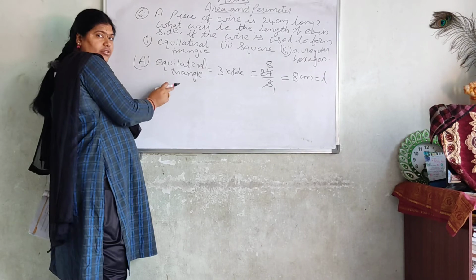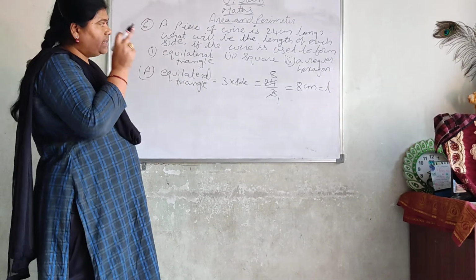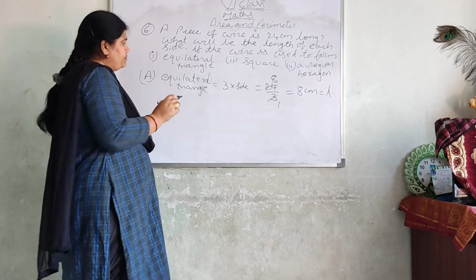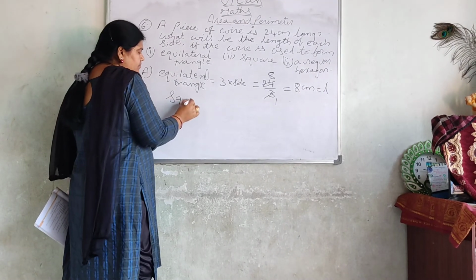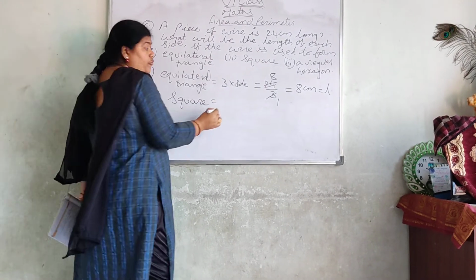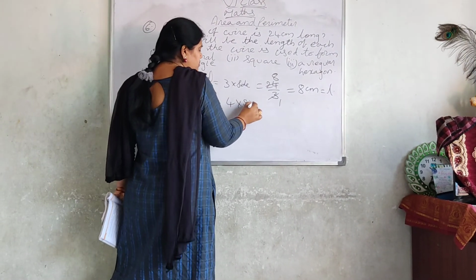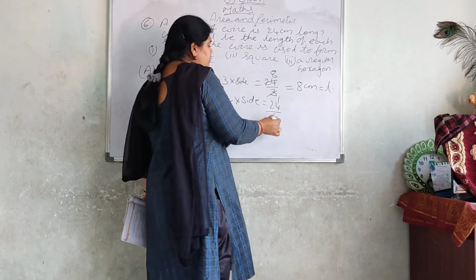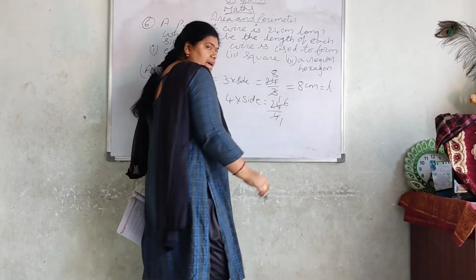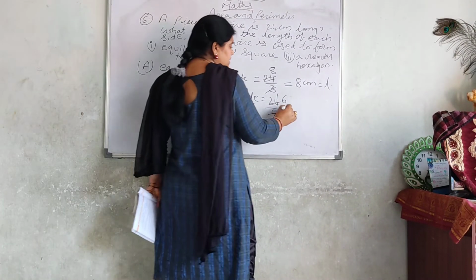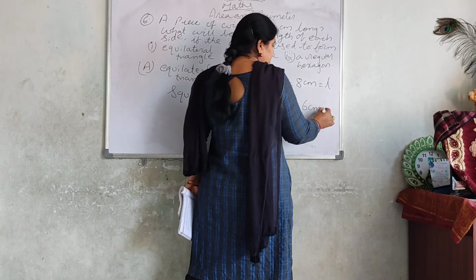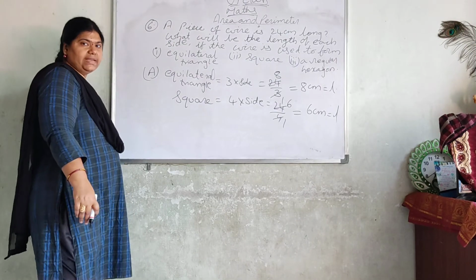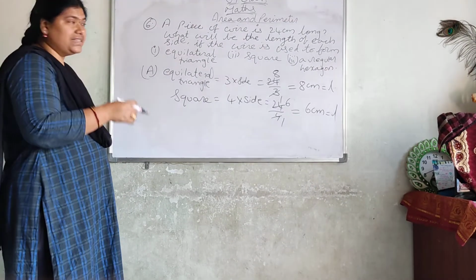Got the point here? Equilateral triangle, 3 sides, then total length is 24. 24 by 3. 3 ones are 3. 3 eights are 24. Okay. Next one is a square. Square will have how many sides? 4 sides. So 4 into side is equal to 24 by 4. Then 4 ones are 4. 4 sixes are 24. So if it is a square, the length of one side is 6 centimeters. If it is an equilateral triangle, it is 8 centimeters. If it is a square, it is 6 centimeters.